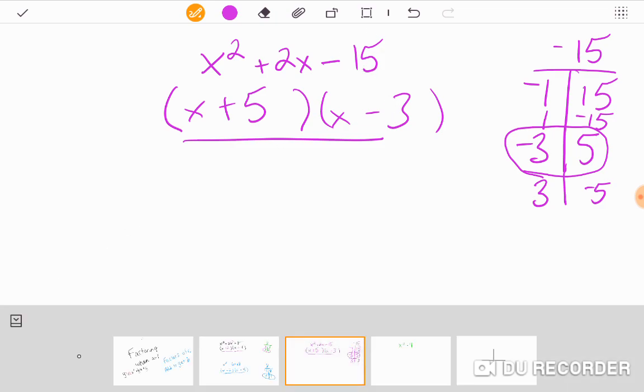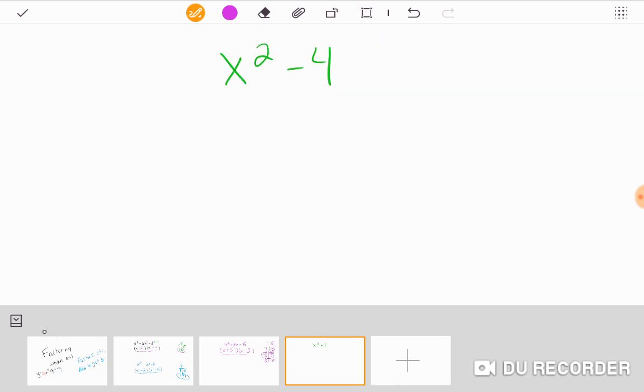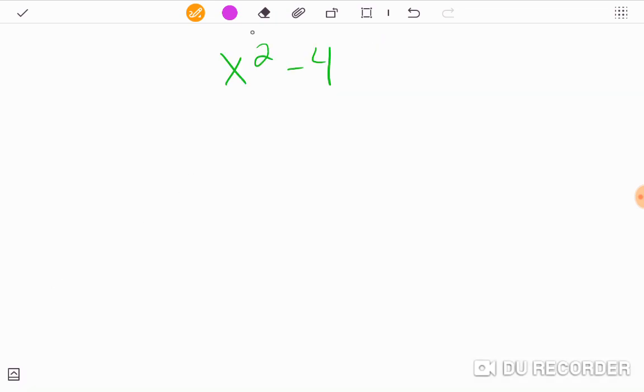Last problem. And this one is one of the easier problems, but when students see it, they freak out. So we have x squared minus 4. There's no b term. There's no x without that squared. What does that mean? Okay, well, if there's nothing there, what would be that coefficient? Oh, well, that is the same thing as x squared plus 0x minus 4.